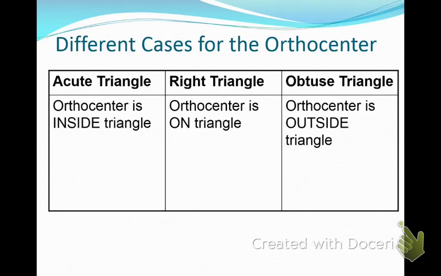Different cases for the orthocenter. In an acute triangle, the orthocenter is inside the triangle. You can see the three altitudes. In this acute triangle, they would meet at point P inside the triangle.